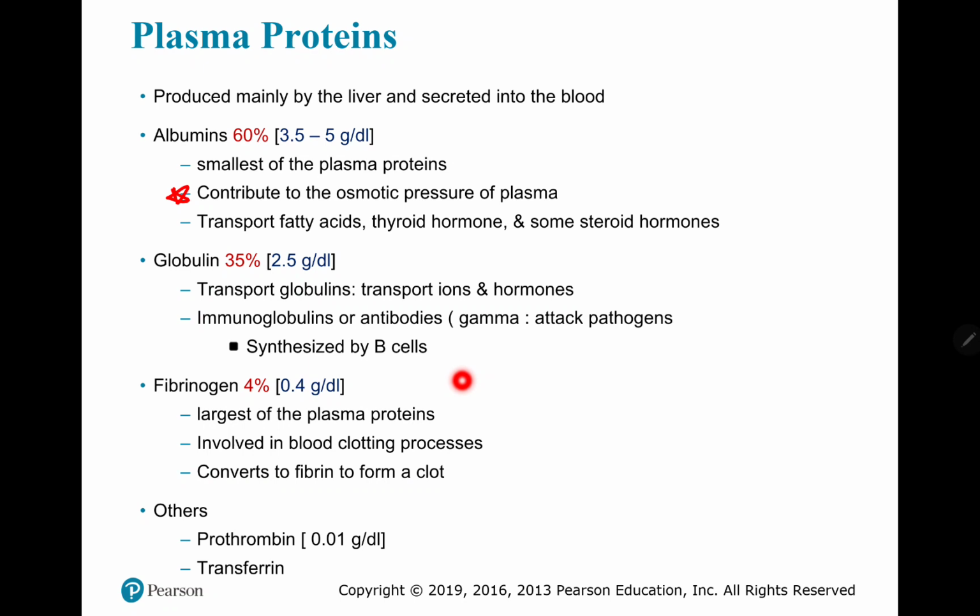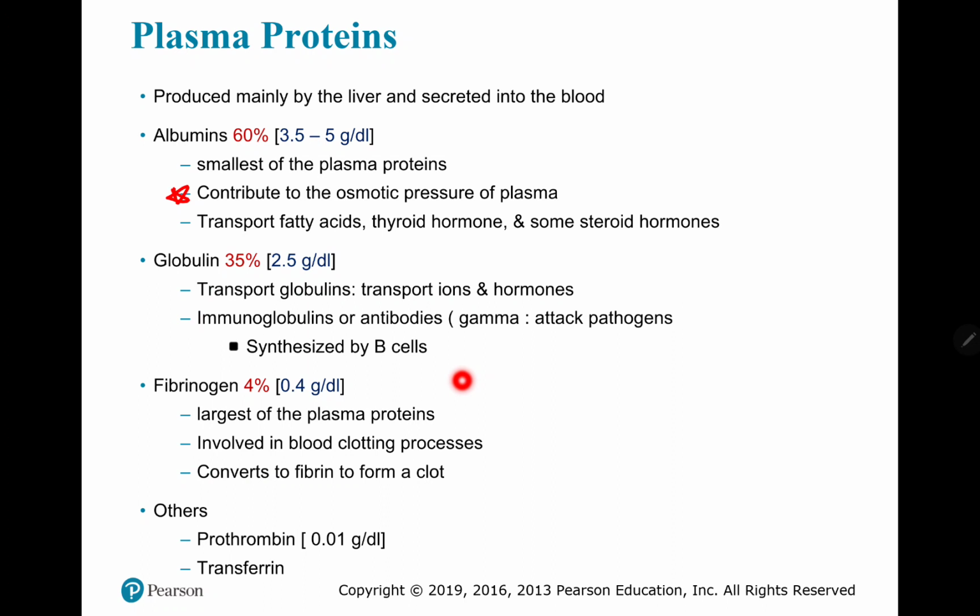And then you have another type of plasma protein, these fibrinogens. These are going to be the largest of the plasma proteins. They're going to be the fewest, but these are going to be the largest. And these are going to be very important in blood clotting processes.